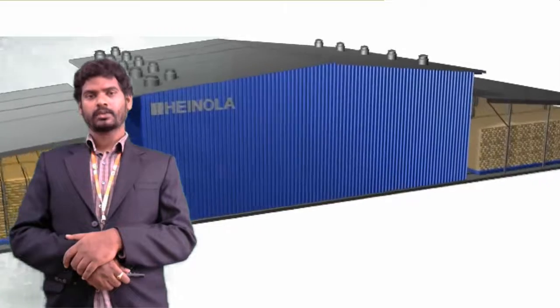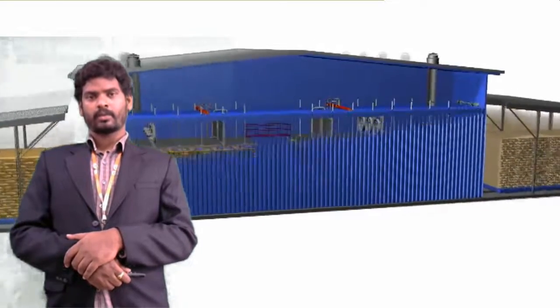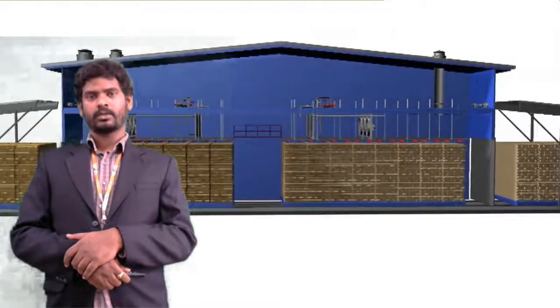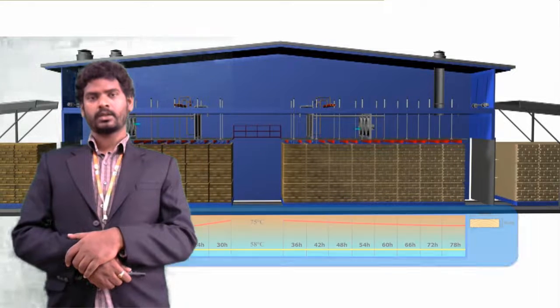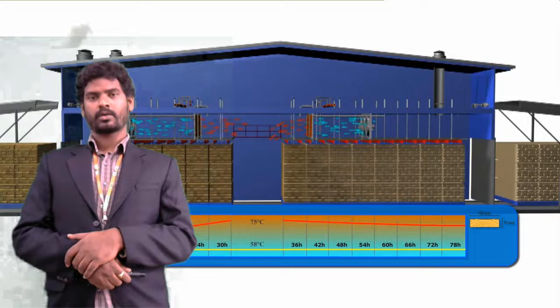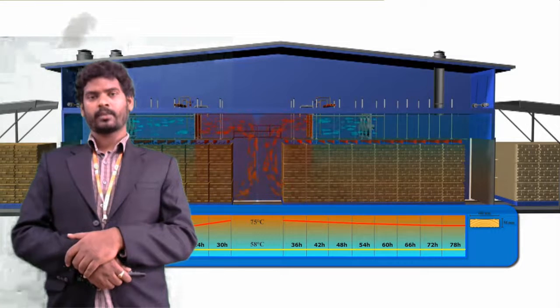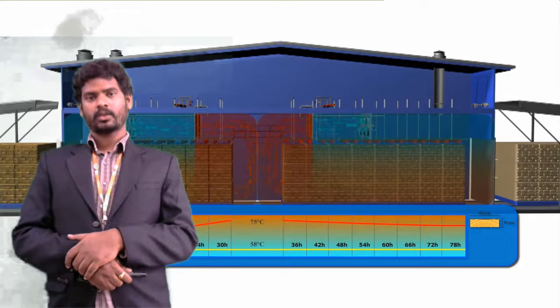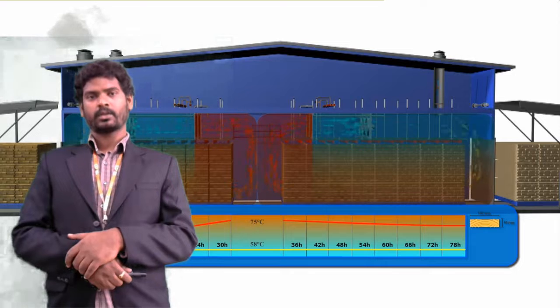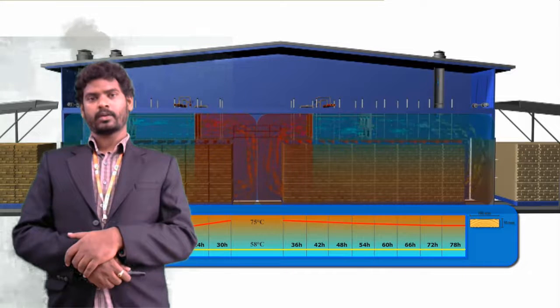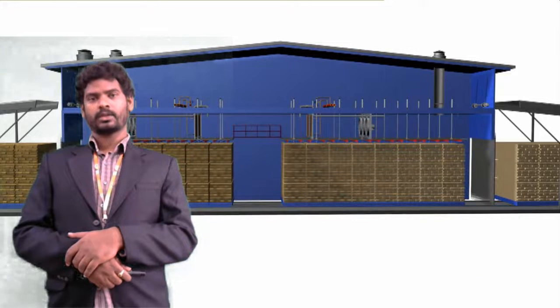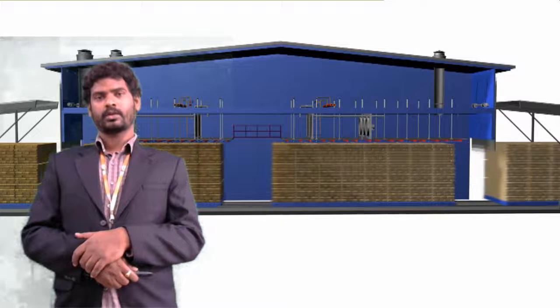In this type of seasoning, the timber is seasoned under controlled temperature and humidity conditions with a proper circulation and ventilation system. The raising temperature should be such that the timber retains the original strength and elastic properties. The required humidity level is maintained to avoid warping and cracking.